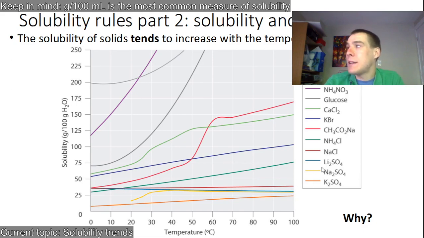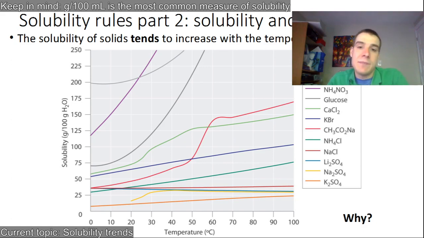And some even go down, like lithium sulfate actually goes down, but generally the trend is upwards with temperature. The question is why? Think about that. Why would hot water be better at dissolving things? Now that I've told you that water likes to surround things and kind of make little cages and stuff like that.